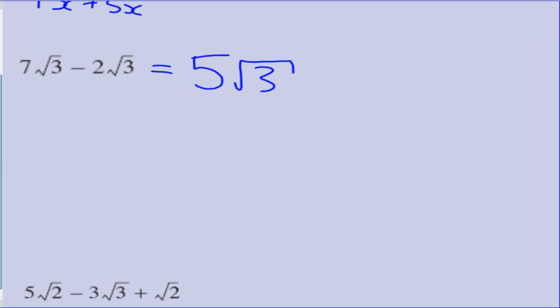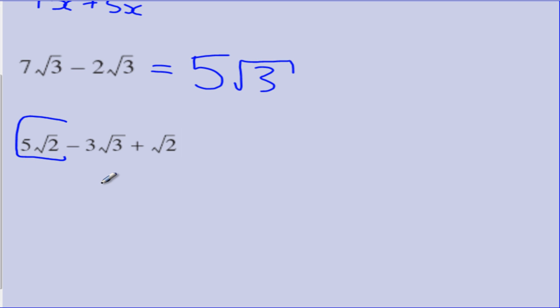Alright, last example. By no means any more challenging. We just need to make sure that we take into account like terms. So here we have 5 root 2's, take away 3 root 3's, plus another root 2. So here, I have a root 2, I have another root 2, but in this case, the root 3 is not a like term with the other ones. So I can, and remember when you're adding and subtracting like terms, the symbol before each term sticks with it.